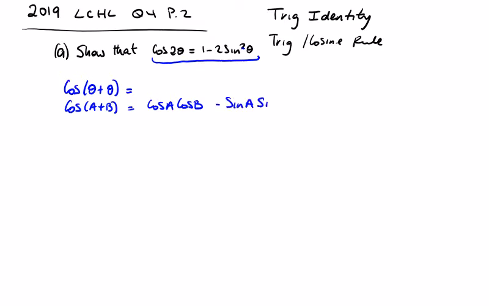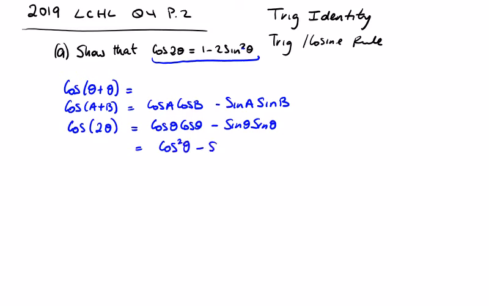So once you see these trig identities, you're going to go straight to the tables to find whatever you're going to replace. So on the left hand side, we've got the cos of 2 theta, the two of them added together. If we change the A and B's to theta, we get cos theta cos theta minus sine theta sine theta, and that's going to be cos squared theta minus sine squared theta.